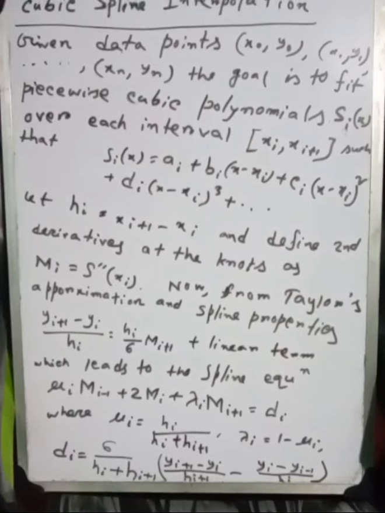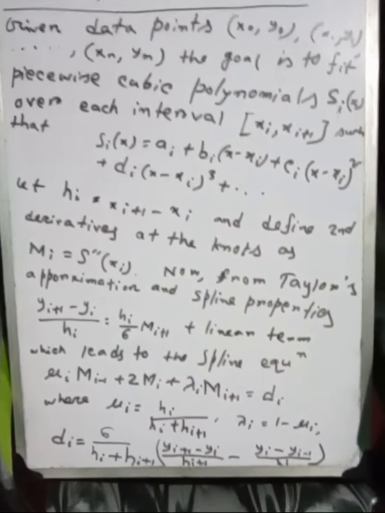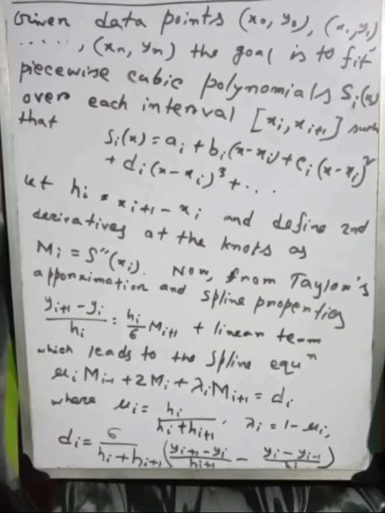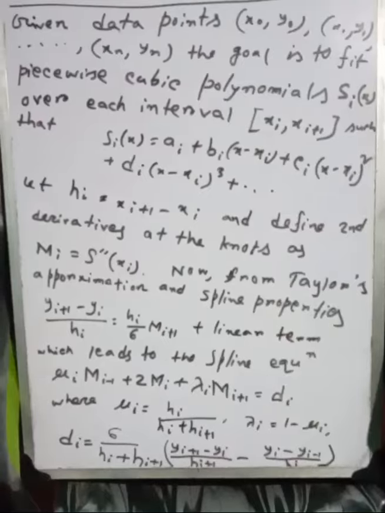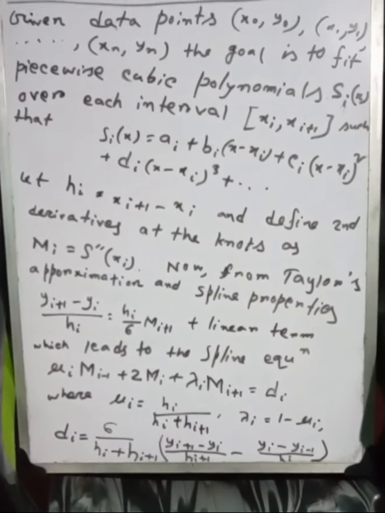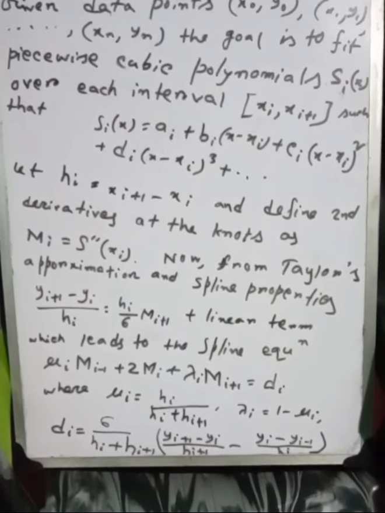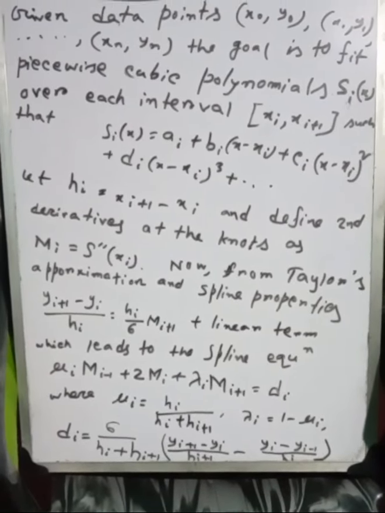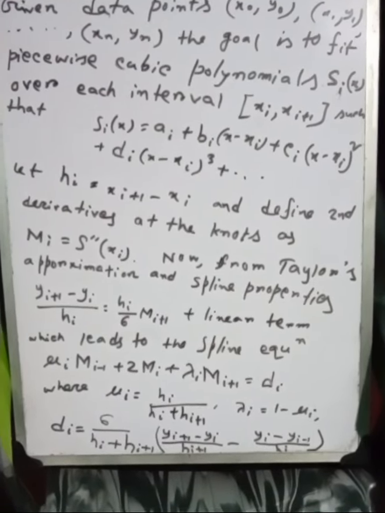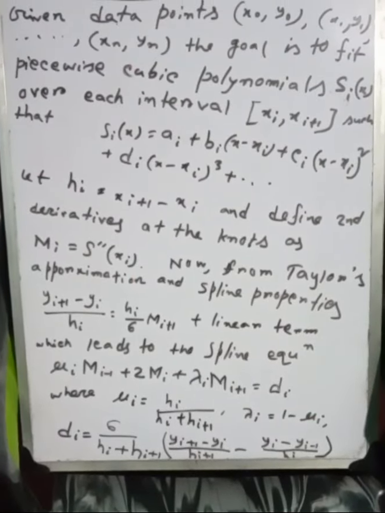We had our given data points x0, y0, x1, y1, and so on up to xn, yn, and we supposed hi is equal to x(i+1) minus xi, and we defined our second derivatives at the knots as mi is equal to S double dash of xi. And using Taylor's approximation and spline properties, we put (y(i+1) minus yi) divided by hi equal to hi by 6 multiplied by m(i+1) plus a linear term. That led us to the spline equation.